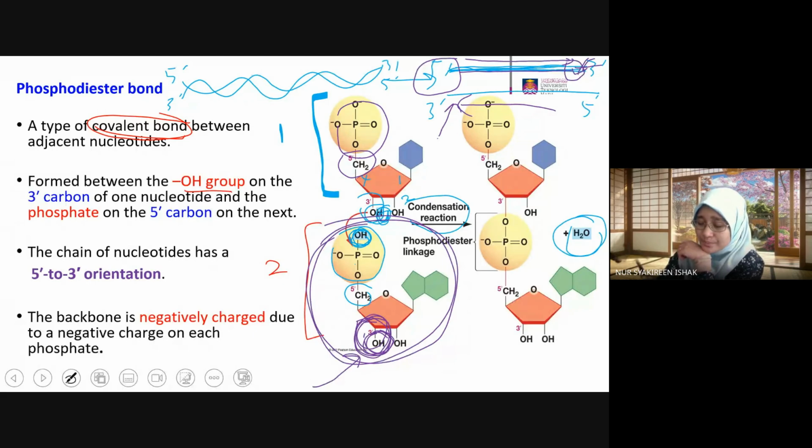You cannot add a new nucleotide at the 5' end of the chain. Why? The 5' carbon is attached to its phosphate. It will not be involved in the condensation reaction. The one that will be involved in the condensation reaction is the last nucleotide in that chain, because it has a hydroxyl group that is involved in the condensation reaction through the removal of this hydrogen to form water, together with the OH of the phosphate.